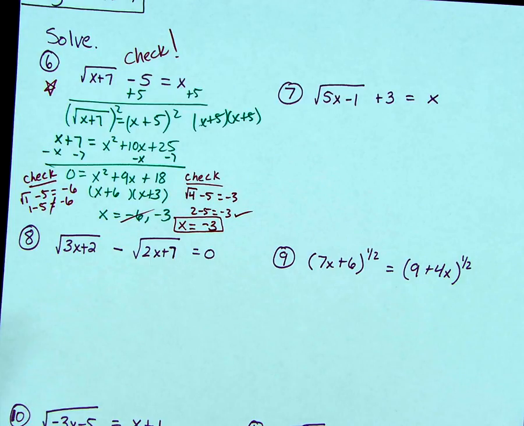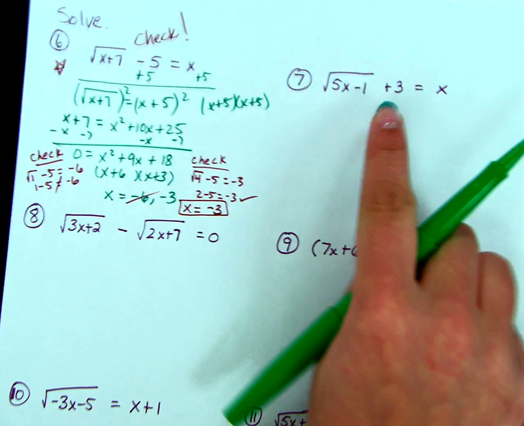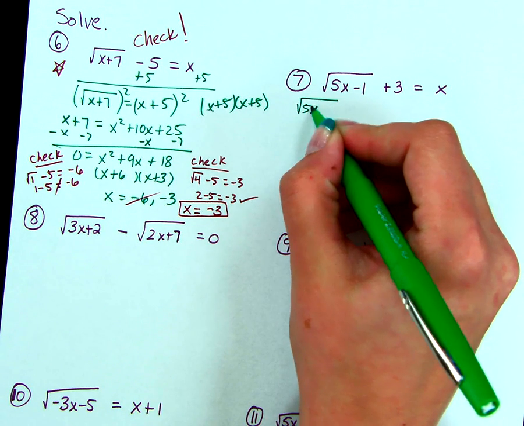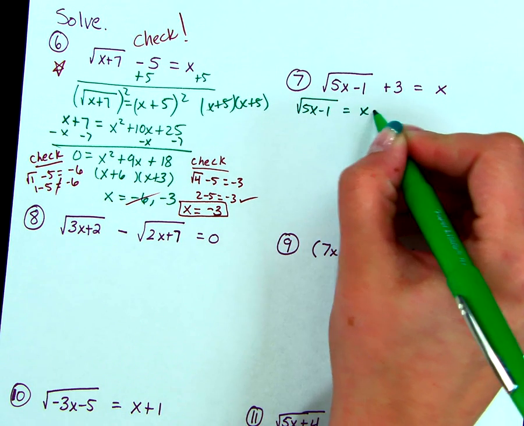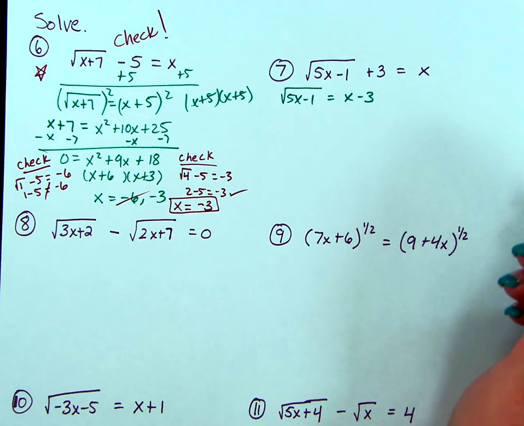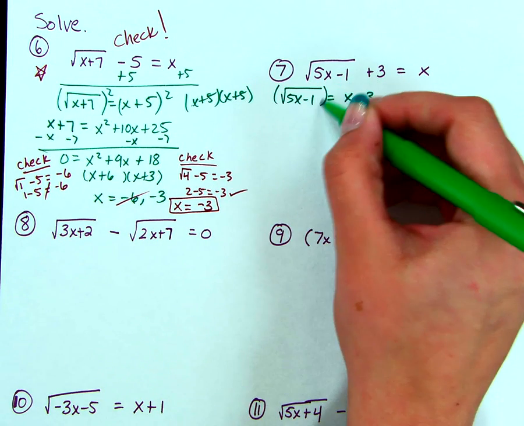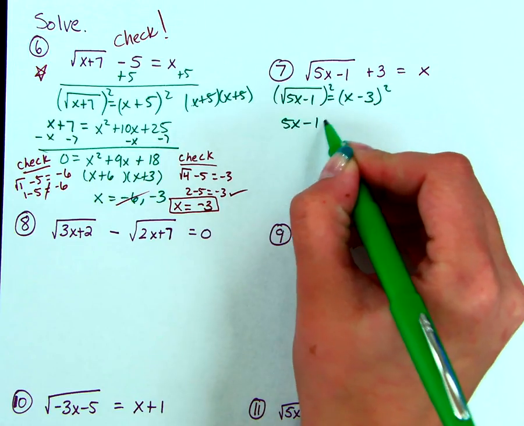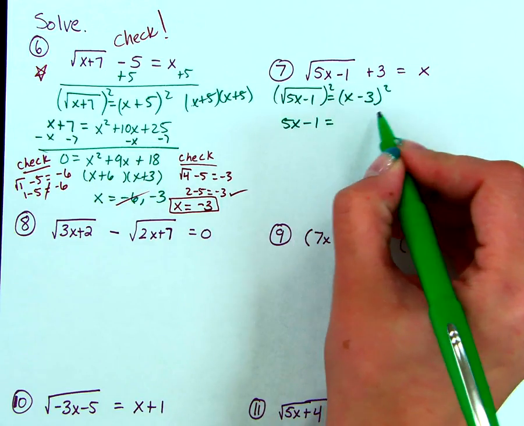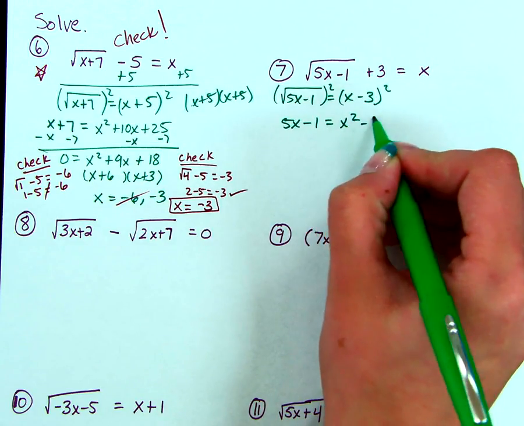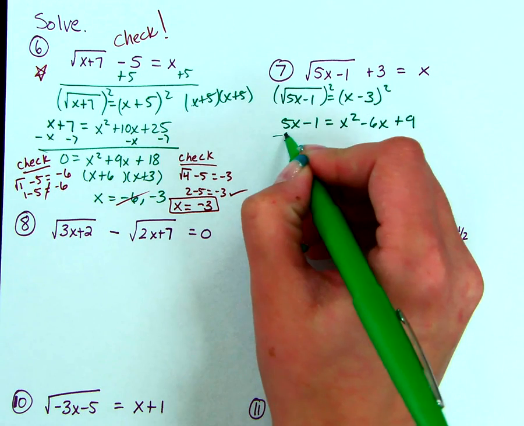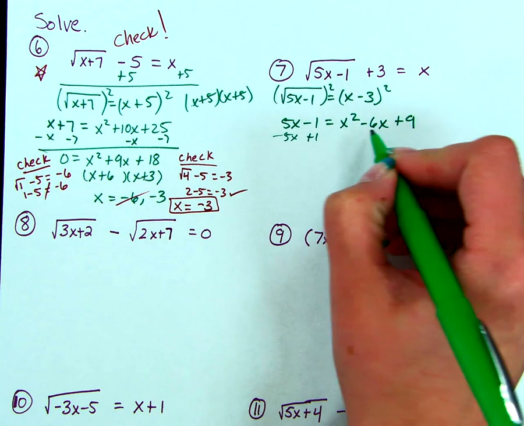All right, so for 7, we're probably going to run into a similar situation. Again, we're going to start by subtracting the 3 over. So we'll have the square root of 5x minus 1 equals x minus 3. And then we have to square both sides. Again, we'll have 5x minus 1 equals, and we need to FOIL, so x squared minus 6x plus 9. Move everything to the same side since we have the quadratic term.